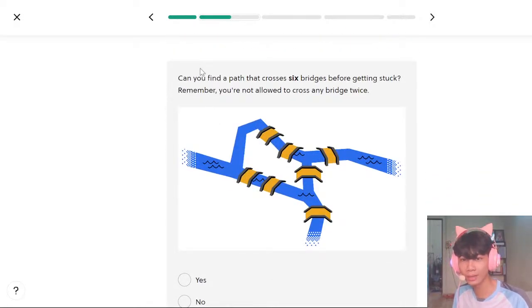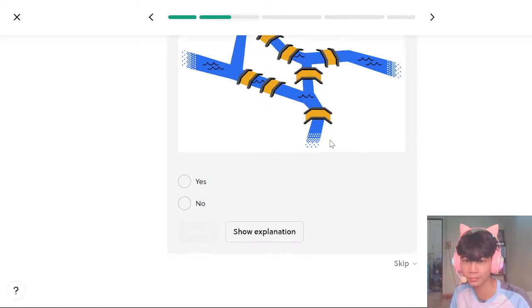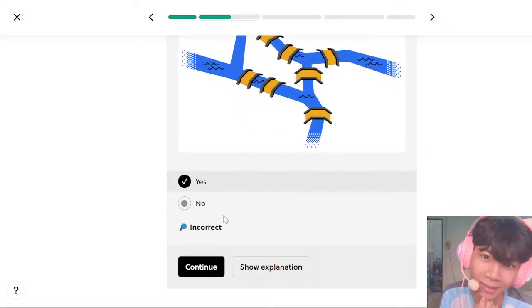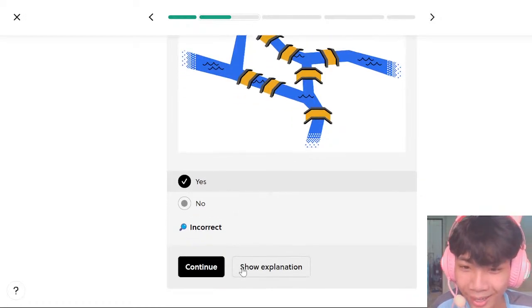So can you find a path that crosses all the bridges before getting stuck? Remember, you are not allowed to cross any bridge twice. No. Really? We can?